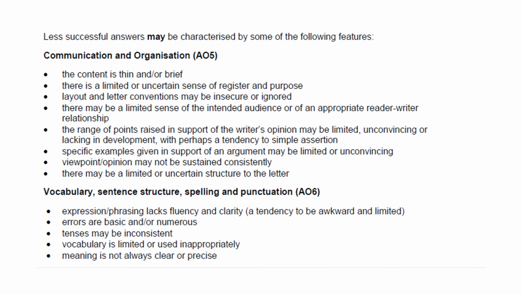In a weaker response, they see a limited sense of intended audience. Perhaps they're speaking more as if they're talking to a friend than the headmistress. They also specify they probably expect to see something more like bullet points or a range of very short paragraphing in a more basic response. Looking down at AO6, you can see there'd be lots of errors in a limited response. The tense might change and be inconsistent, and the vocab might be seen as very basic or simplistic for a GCSE response.